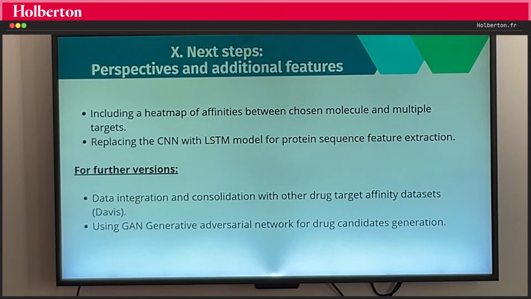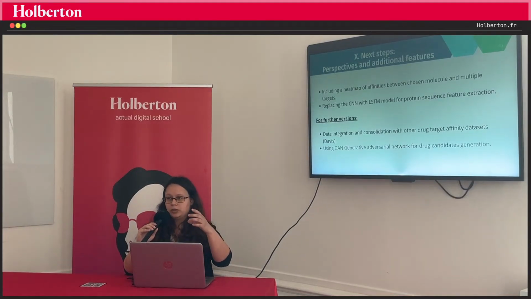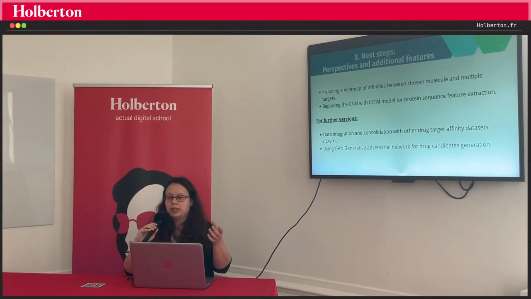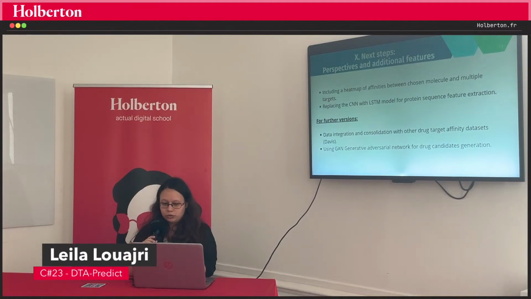For the next steps and features that I want to add on future versions, I want to add on the user interface the possibility to choose many molecules and many proteins and be able to visualize with a heat map the affinities between all of them. And I wanted initially to do a comparative study between different kind of models. So for example, the protein sequence feature extraction block, CNN, replace it with another model, an LSTM, for example, and really compare the results between different architectures, but I couldn't do it due to time constraints.